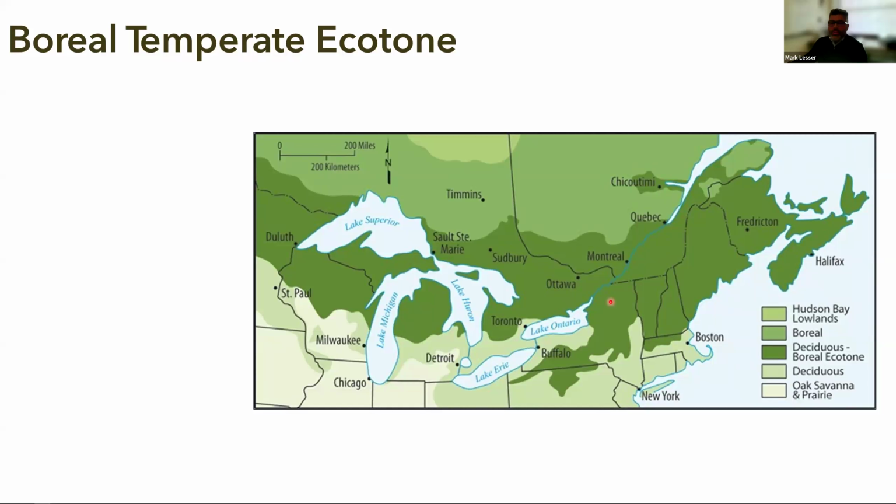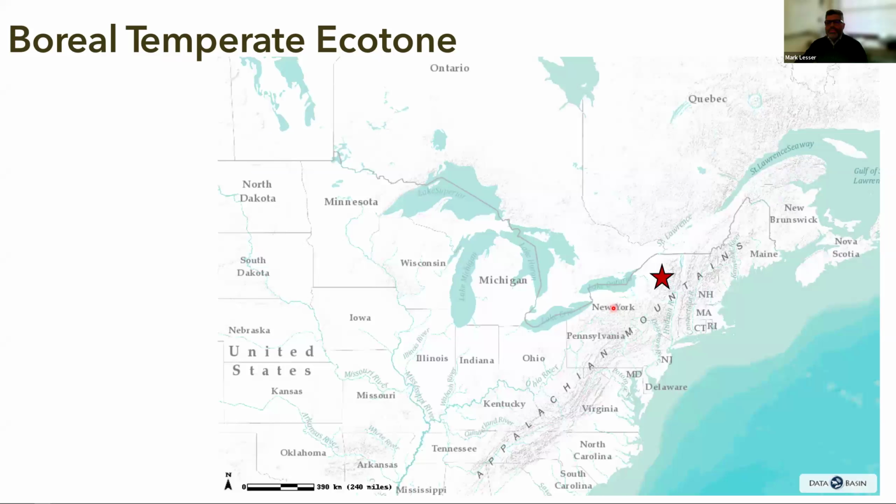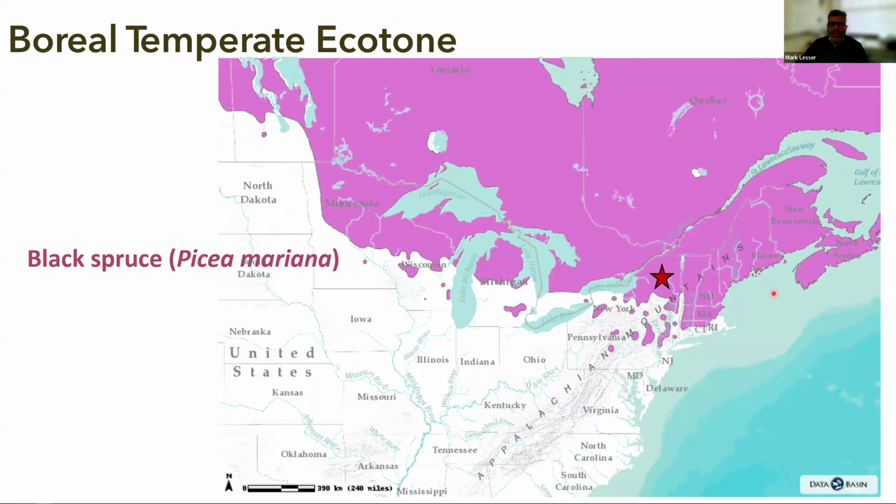And we get the southern extent of a lot of species that otherwise only grow to the north of this area and are at their southern range limits here in the boreal-temperate ecotone. And we get the northern range limits of a lot of deciduous species that are much more common further to the south. And this becomes really important for some species, particularly those boreal species that are at their lowland limits here in the Adirondacks.